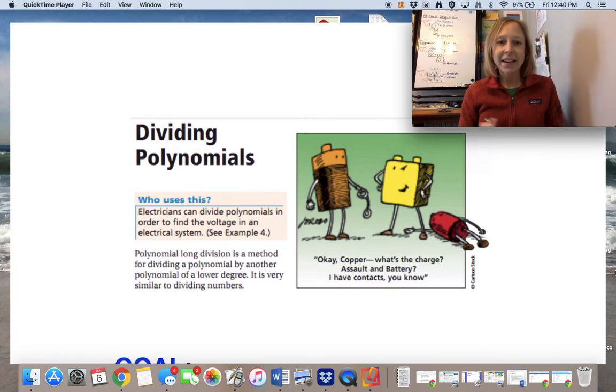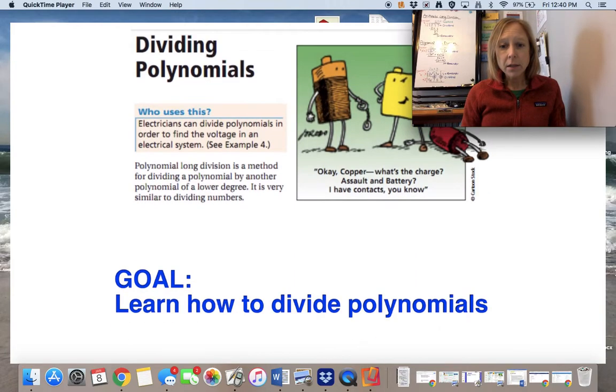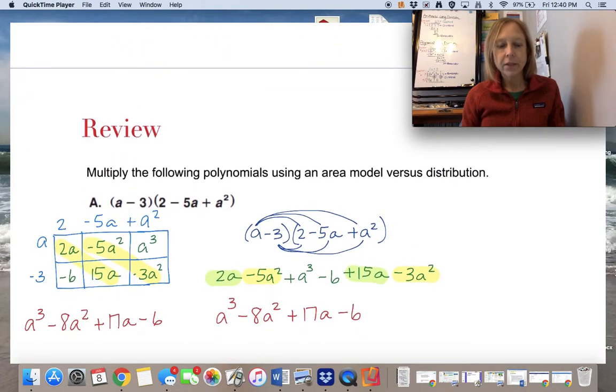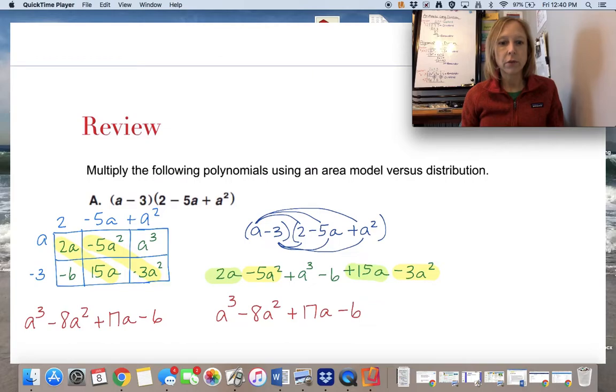All right, we're going to start our new unit on polynomials. We're just going to spend a couple weeks, actually 3 weeks, in this chapter before we move on to logarithms. So our first topic is dividing polynomials. Multiplying polynomials should be reviewed from Algebra 1. So here's just a quick review of the two methods that you maybe learned during Algebra 1.